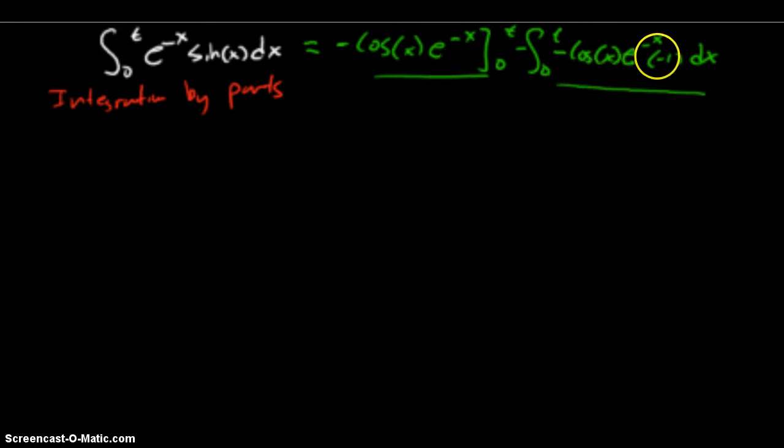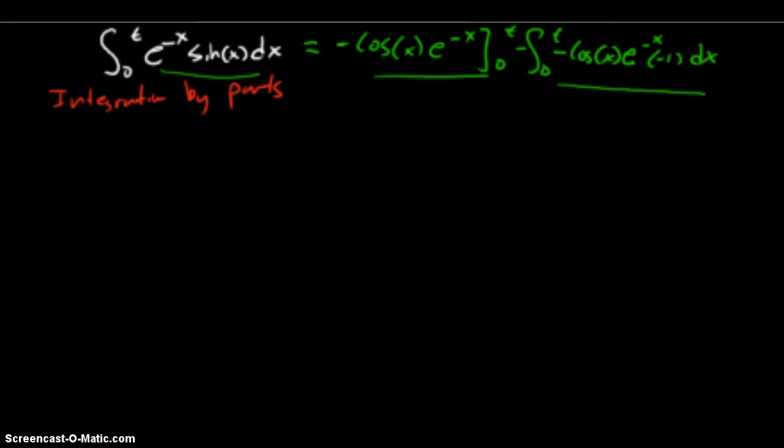Looking at the integral, we can see that it's in a similar form as our original, except instead of a sine we have a cosine. We can see that the two negatives will cancel out, so it's the exact same except for the cosine. So it implies that we're going to use integration by parts again.